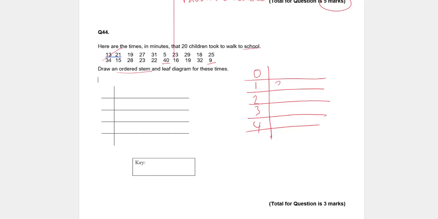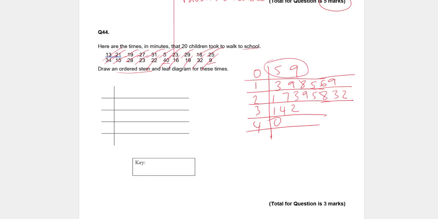First number, we got 13, 21, 19, 27, 31, 5, that's here, 23, 29, 18, 25, 34, 15, 28, 23, 22, 40, 16, 19, 32, and finally 9. Let's order it now.